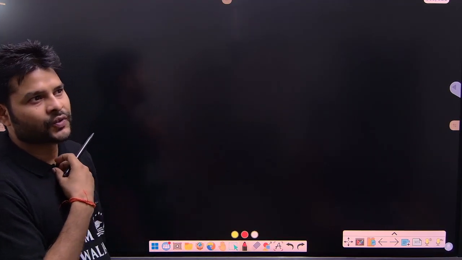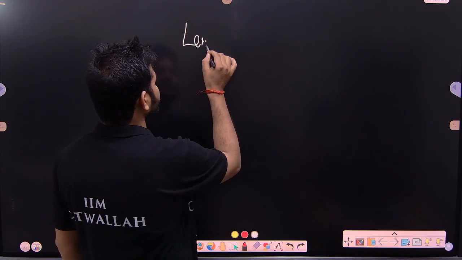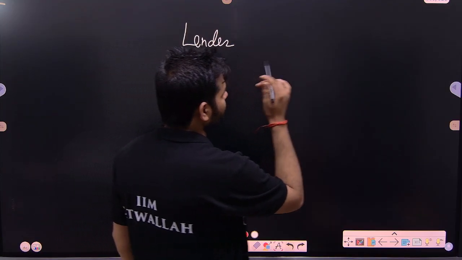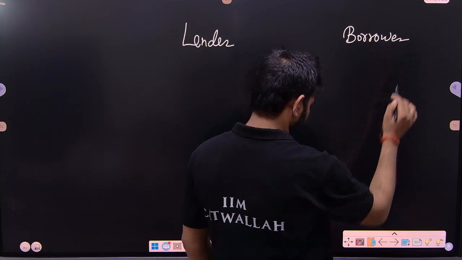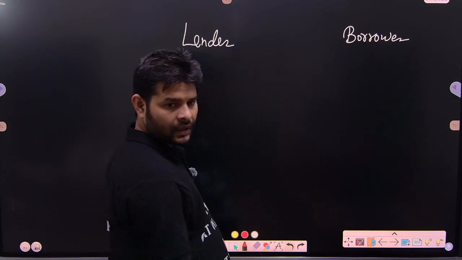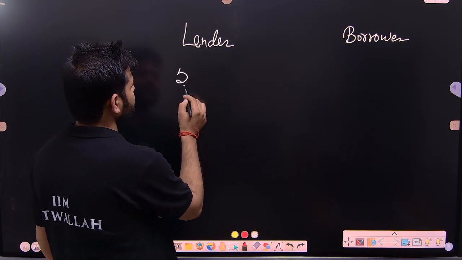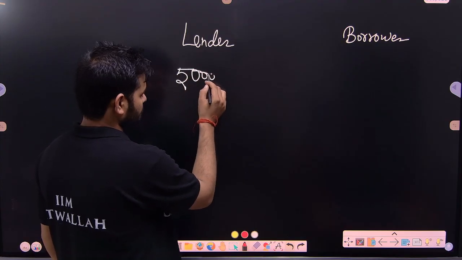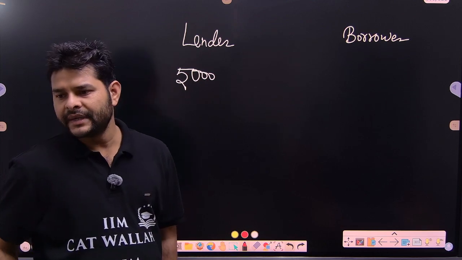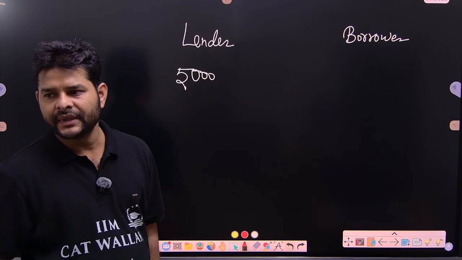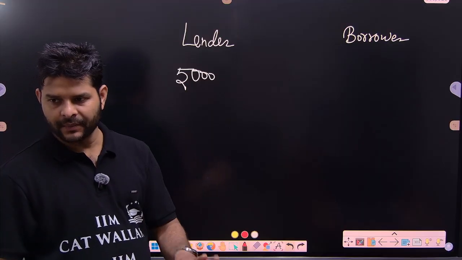What is due date? We have two persons. I'm a lender and you are a borrower. I give rupees 5,000 to you at the rate of interest 10% for 5 years.